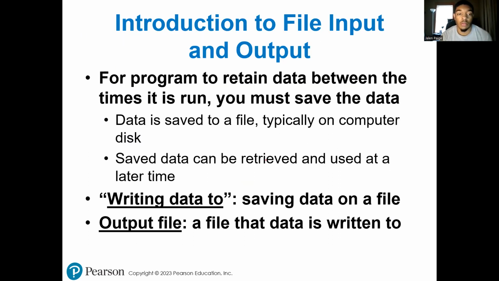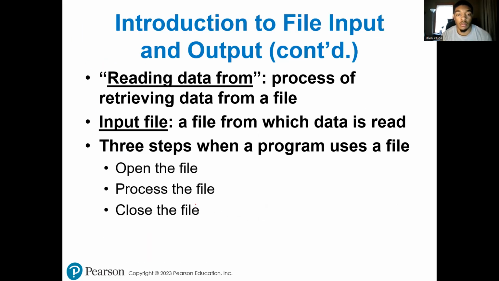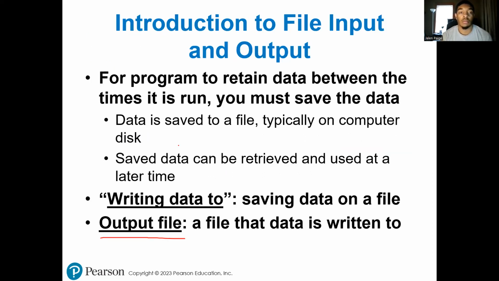And there's a couple of terms that come with it. Whenever you're writing data to a file, the file that you're writing that data to is generally referred to as the output file. And whenever you're getting some input from a file, that's what we call the input file. So every file that you are retrieving data from is called the input file.